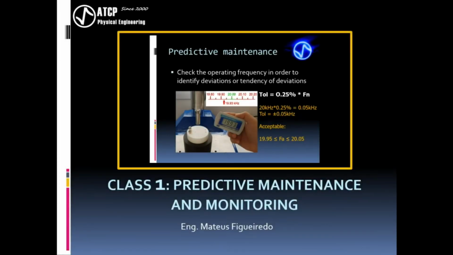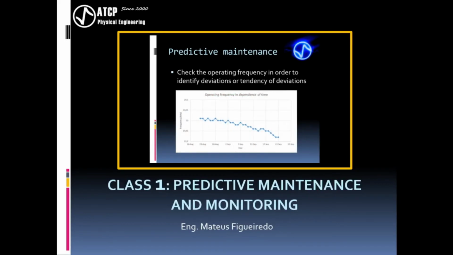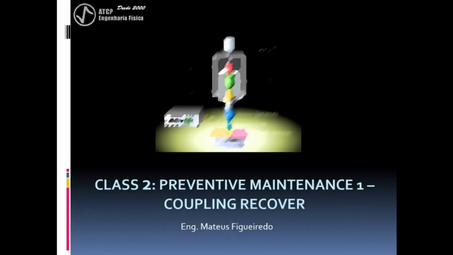In the last class, we learned about the predictive maintenance of acoustic stacks in order to predict their failure through the monitoring of their frequency. This is class 2 of the maintenance module. Here, we will talk about Preventive Maintenance 1, which corrects the degradation of the interface and restores the coupling between the stack elements, which in turn restores part of the tuning and mechanical quality factor. Shall we start?